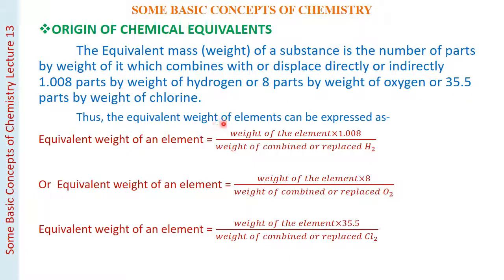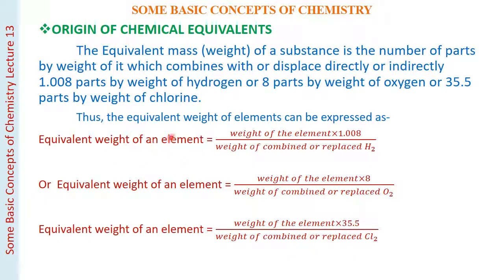So the equivalent weight of an element in terms of hydrogen can be expressed as the weight of the element divided by the weight of the combined or replaced hydrogen, into 1.008, right? And if you just try to rearrange this, if you take the weight of combined or replaced hydrogen to the other side, what would you get? You would get the weight of combined or replaced hydrogen, with the 1.008 beneath it, that is the equivalent weight of hydrogen below. So weight of hydrogen divided by the equivalent weight of hydrogen.